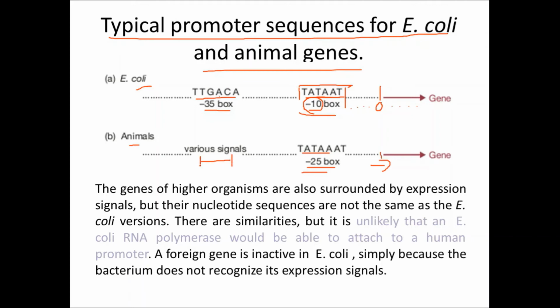So a typical promoter is needed for expression of a gene in E.coli or an animal gene cloned into E.coli, whatever it is. The genes of higher organisms are also surrounded by expression signals. Don't worry, but their nucleotide sequences are not the same, apart from the TATA box, CAAT box and other sequences. In E.coli there are similarities, but it is unlikely that E.coli RNA polymerase would be able to attach to the human promoter.